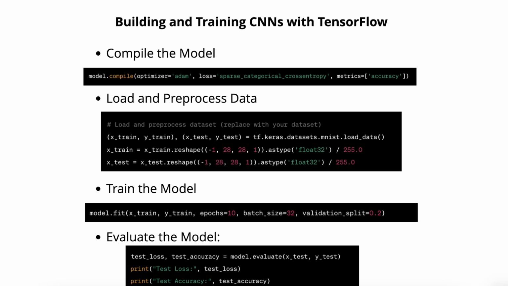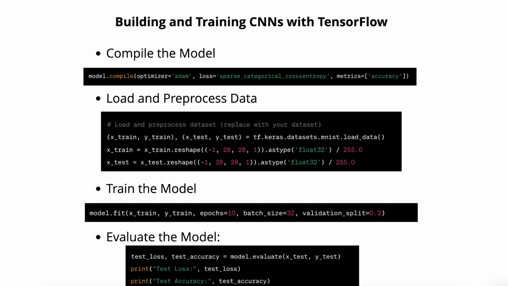Next step is training the model. Train the model using the fit method, specifying the training data, number of epochs, and batch size. So if you see here in this example, model.fit, we give the x_train, y_train, then epochs is 10, batch size of 32, validation split is 0.2.